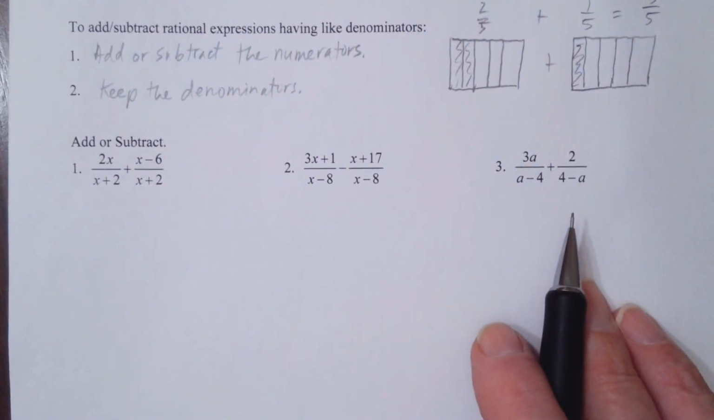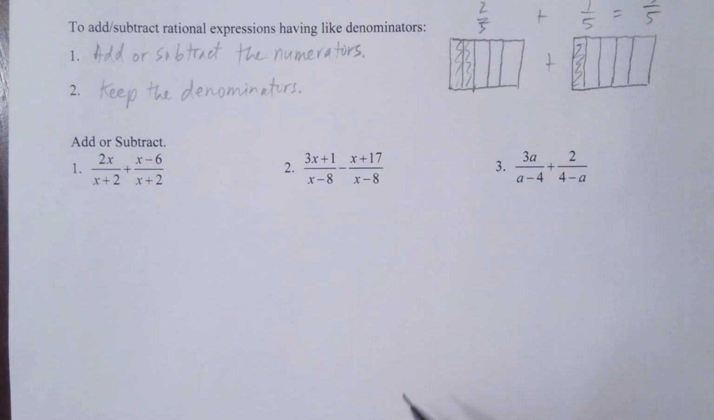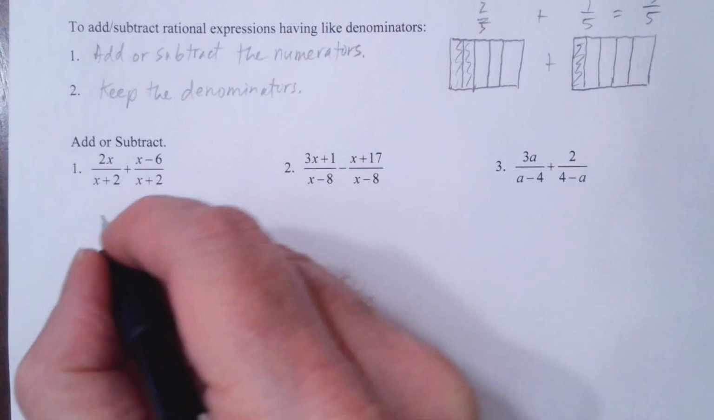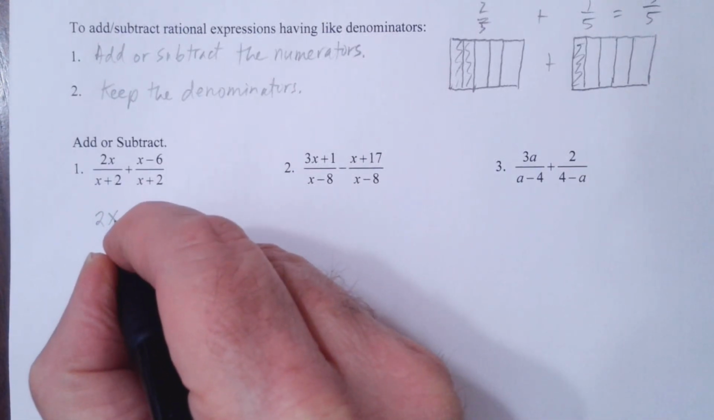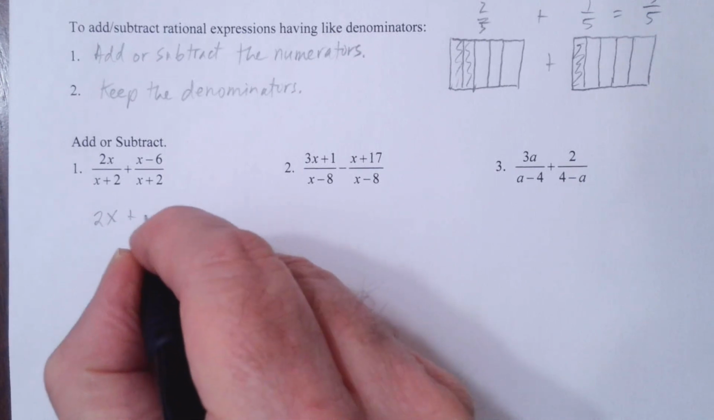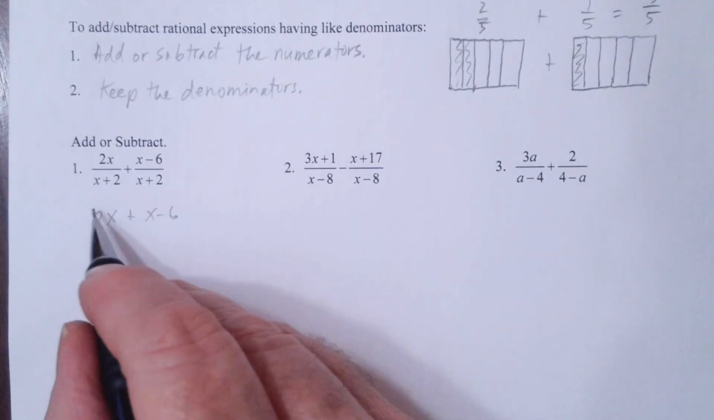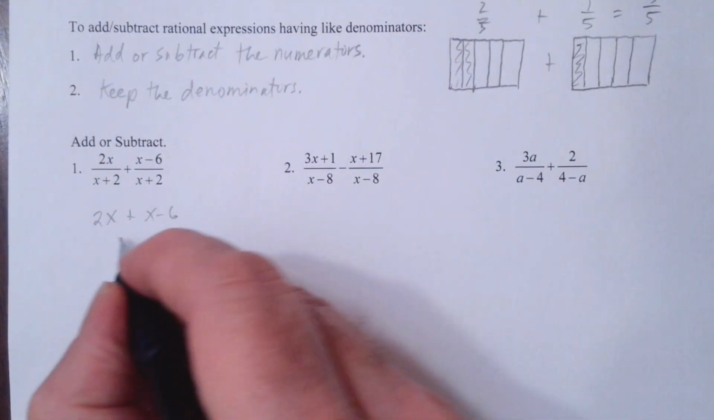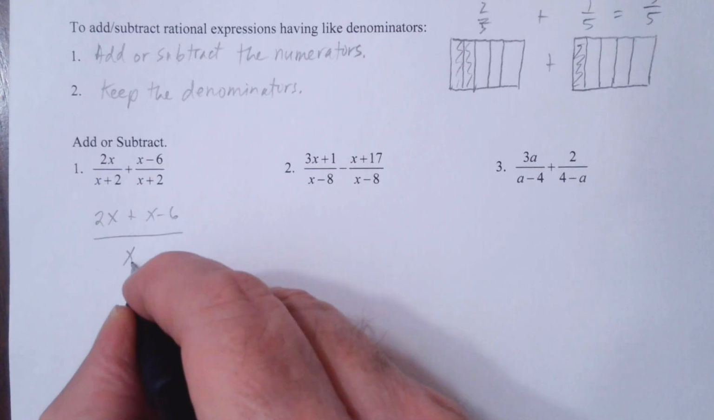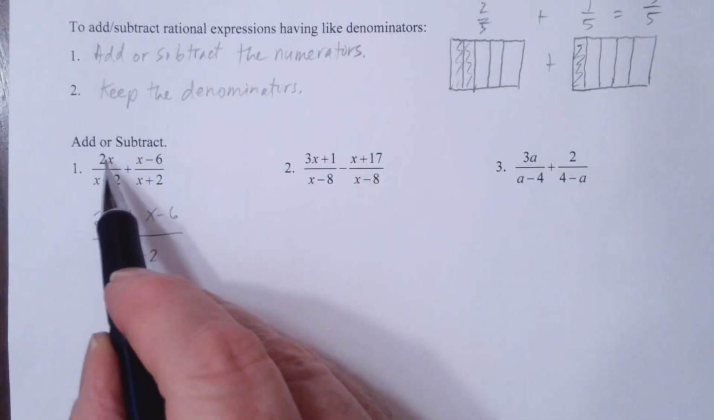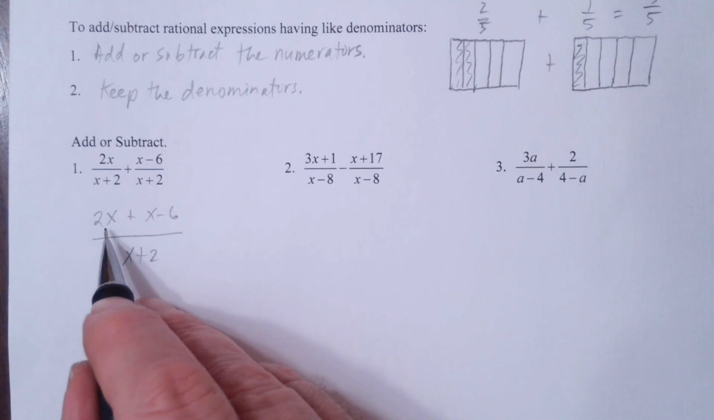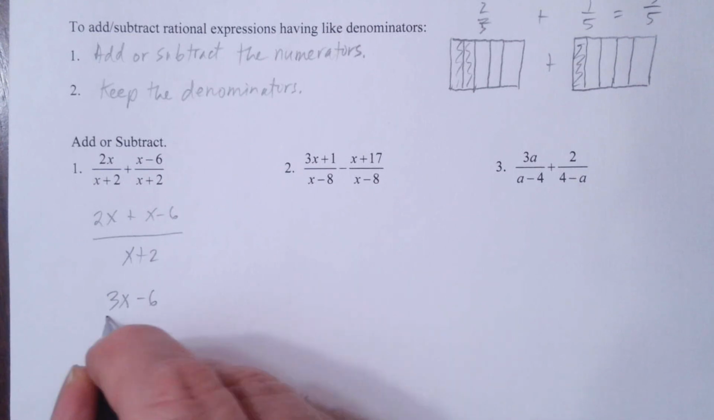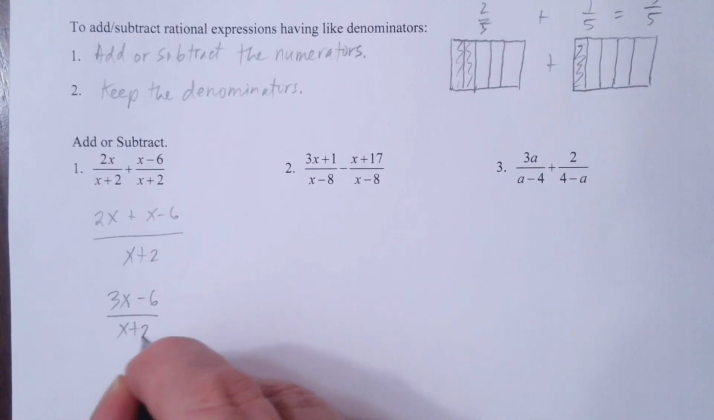So now we're going to do some more algebraic types of problems. So we have a common denominator here, so we can add our numerators. We get 2x plus x minus 6. Now I could put parentheses around these, but I would just drop the parentheses anyway. And that's going to be over x plus 2. So all I did was add my numerators. Now I can add the 2x with 1x, and I get 3x minus 6 over x plus 2.